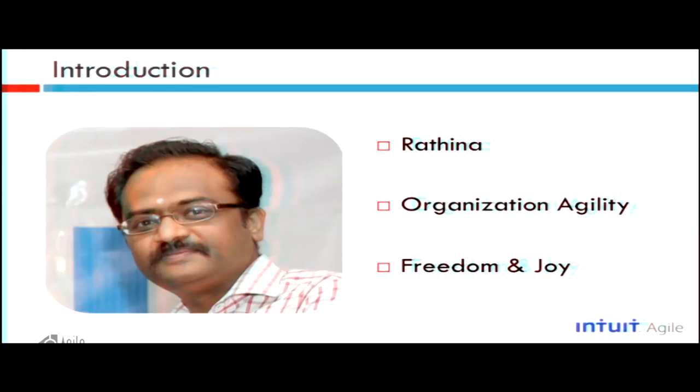Okay, quick introduction. My name is Rathina. I am the Agile Transformation Leader for Intuit. I am responsible for helping the organization improve their Agile maturity across the enterprise. That's why I call myself an organizational agilist, and I'm passionate about helping the teams to get freedom and joy in their work. So that's a big topic. You would have heard a lot about joy.